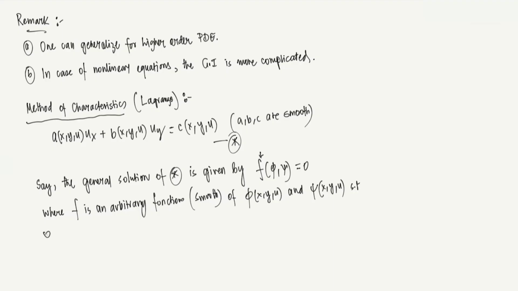So phi of x, y, z, basically this is a constant c1 and psi is another constant c2. Okay, so basically if you look at this particular phi and psi, on the solution curves, the constants are solution curves of the characteristic equations.